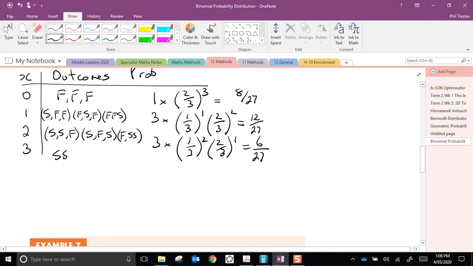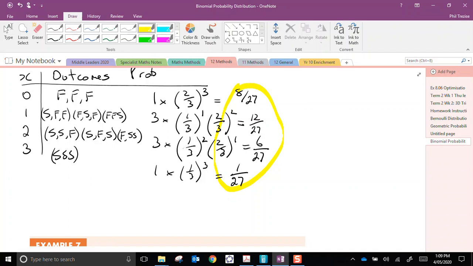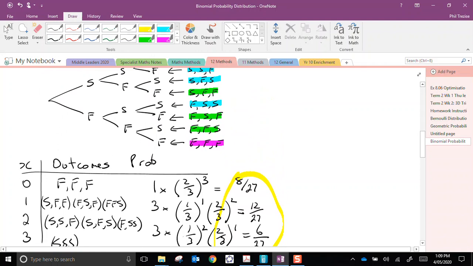And lastly, we could get 3 successes in a row. There's one way that could occur, 1 over 3 cubed, and that's 1 over 27. Now if you check it out, the sum of all of these probabilities add up to equal 1, because they have to. It's a probability distribution, and every single probability in that table represents all the possible outcomes. So it has to add up to 1. It's not like there's anything else that could have occurred. So we had a complete tree diagram.